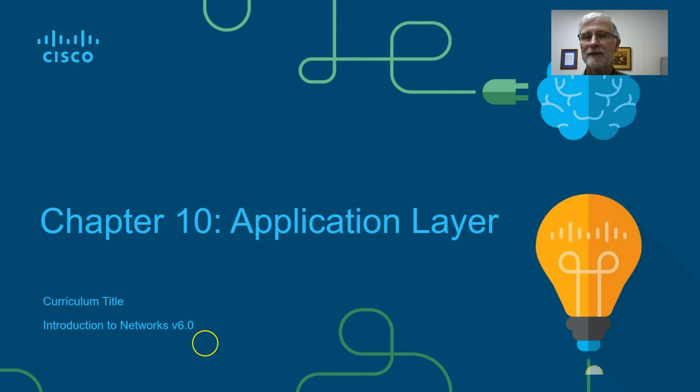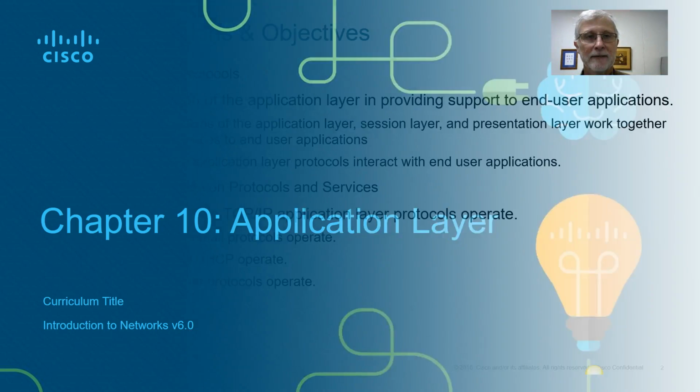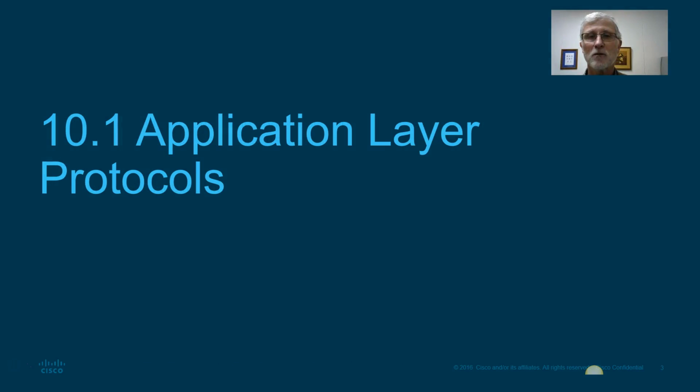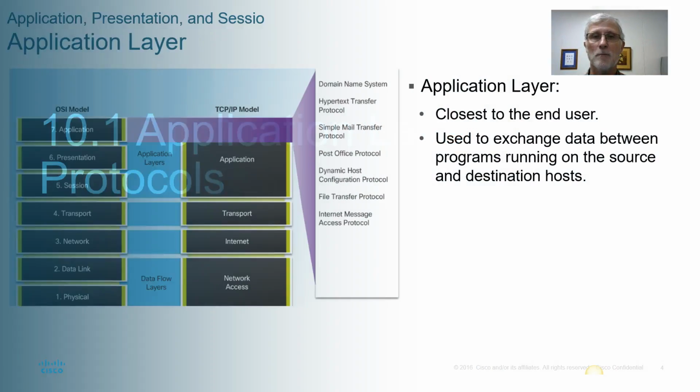We'll talk about some of the key applications. So in this, we'll look at the different protocols that support the application. We'll look at well-known applications and services and which ones you really need to understand and know. Some of these are DNS, DHCP, how to transfer files, web, email. All of these are key major ones. So let's look at some of these application layer protocols.